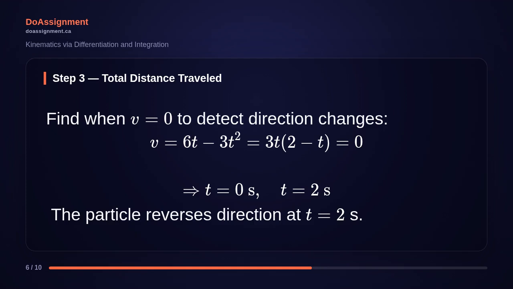Because the particle might reverse direction, we find when velocity equals 0. Setting 3t times 2 minus t equal to 0 gives t equals 0 and t equals 2 seconds. The particle reverses direction at t equals 2 seconds.